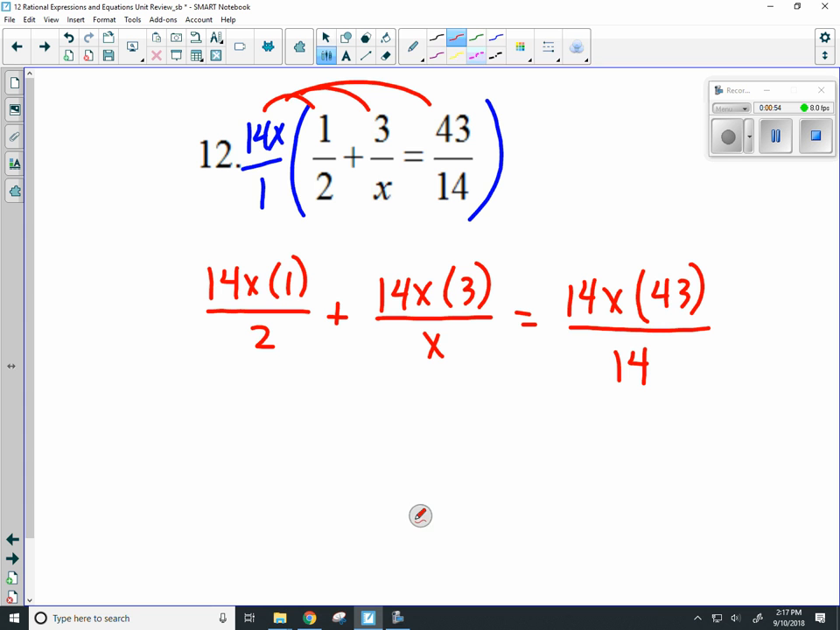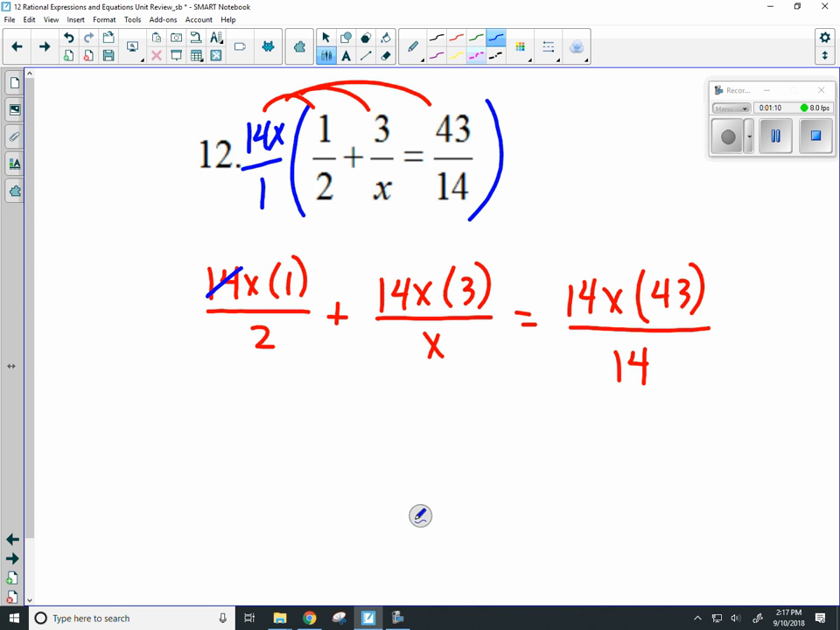Now it might seem a little funny the way that I wrote that, but I did that on purpose. Instead of actually having to figure out what 14 times 43 is, for example, in this first step each one of these denominators should cancel out, and it's going to be a lot easier to reduce it if I haven't multiplied them together yet.